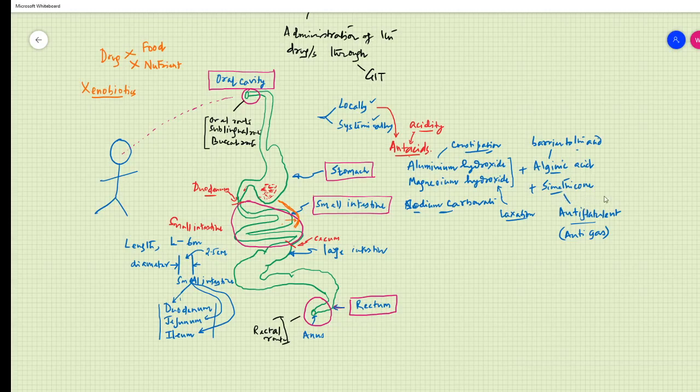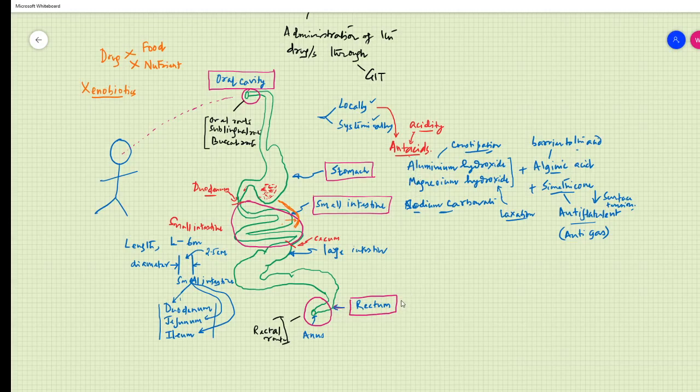So simethicone basically reduces the surface tension. It prevents eructation, which is the acid contents being refluxed into the esophagus. So this is an anti-gas, anti-flatulent effect. All right. So the other place where you can have local action is in the rectum.